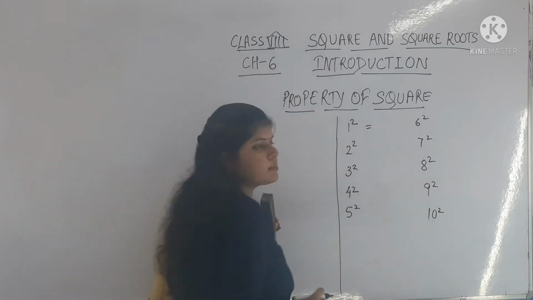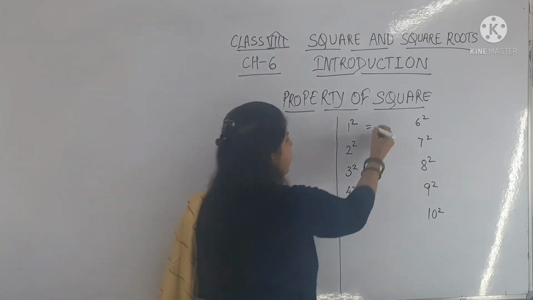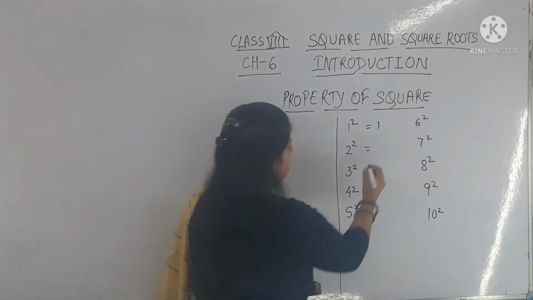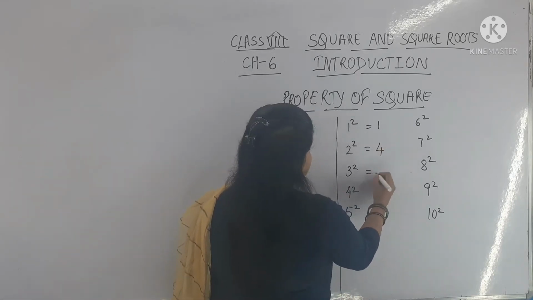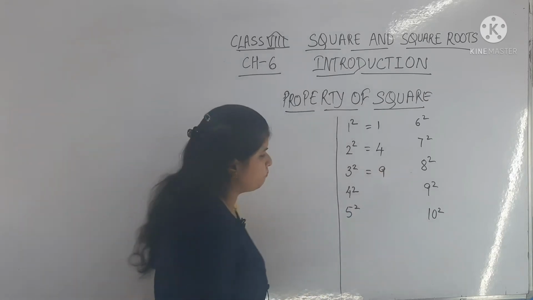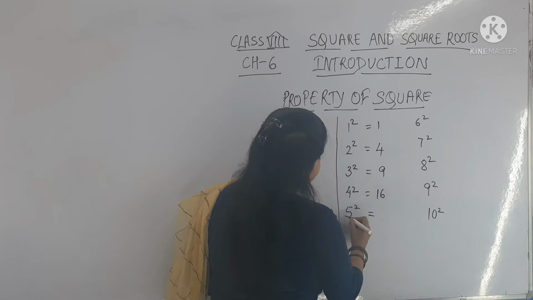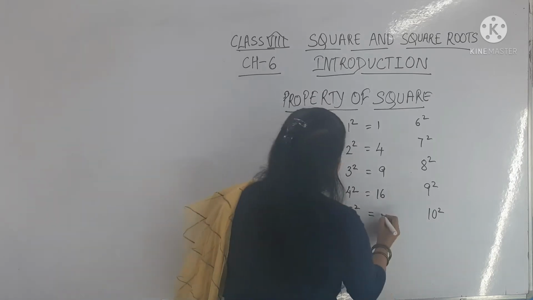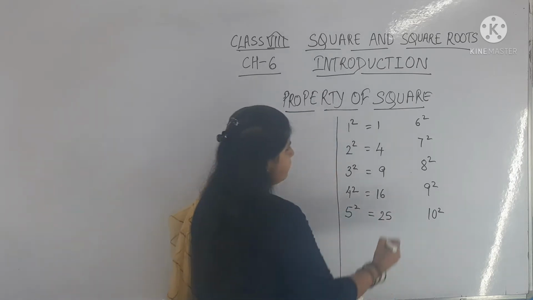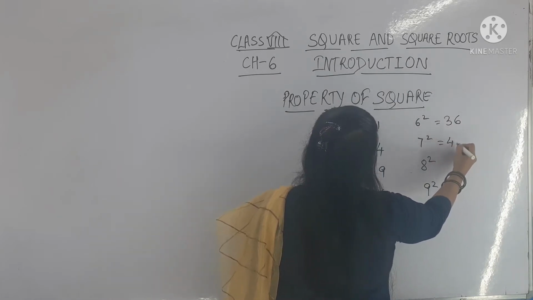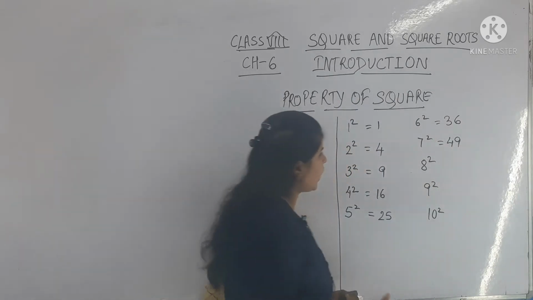So 1 square means 1 into 1, that is 1. 2 square means 2 into 2, that is 4. 3 square, 3 3s are 9. 4 square, 4 4s are 16. 5 square means 25, 5 5s are 25. 6 square is 6 6s are 36. 7 square, 7 7s are 49.